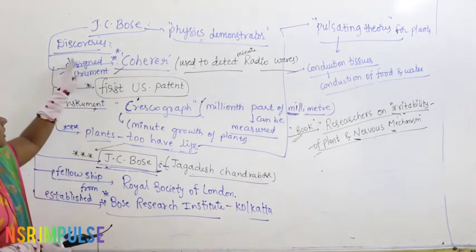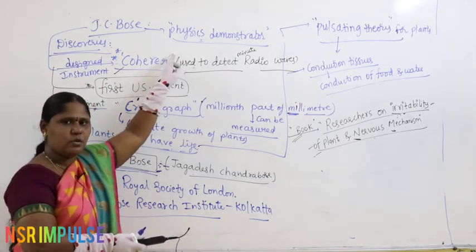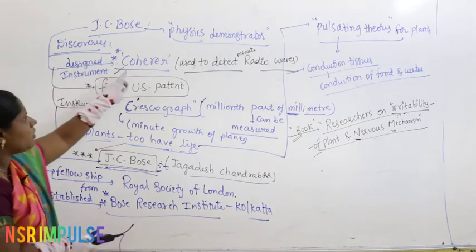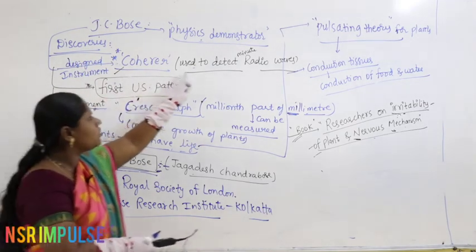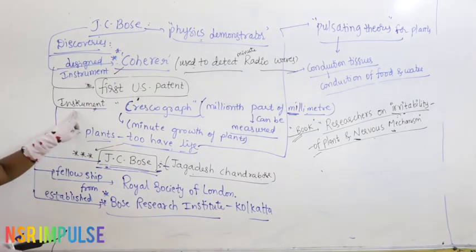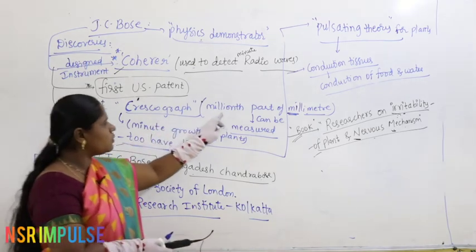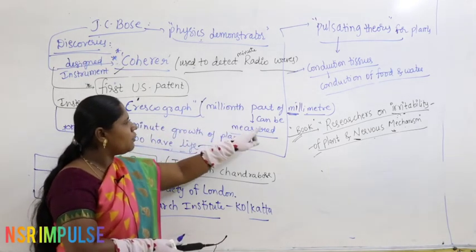Now, let us see the discoveries. What are the discoveries? He made these discoveries because earlier he worked as a physics demonstrator. He designed an instrument called the coherer. It is used to detect radio waves. And another instrument he discovered is called the crescograph, which can be used to measure a millionth part of a millimeter.